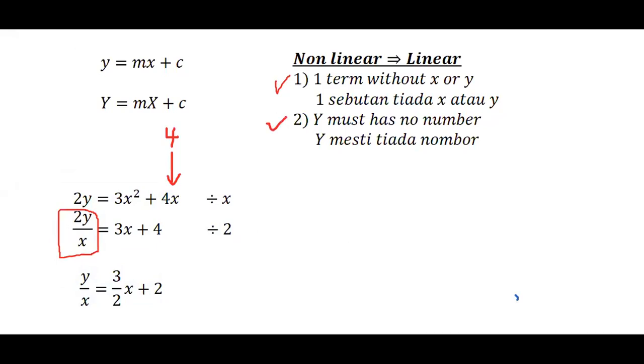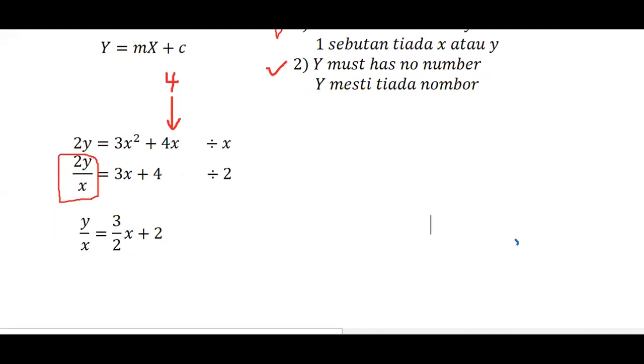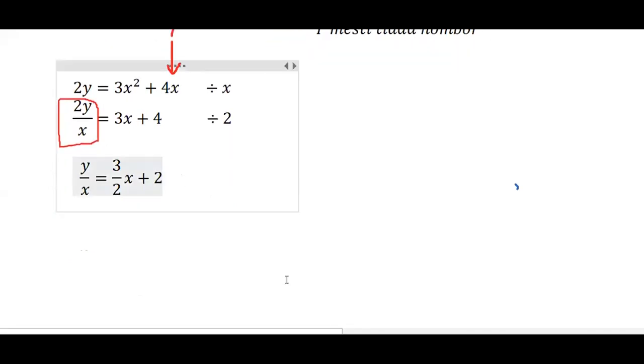Yes. Okay, some maybe still blur. Cikgu, ini kan ada X, kenapa dia linear? Okay, jangan takut. Kamu tengok kalau saya banding macam ni. Big Y equals to M big X plus C. Nampak tak?